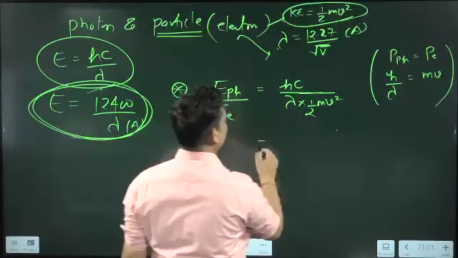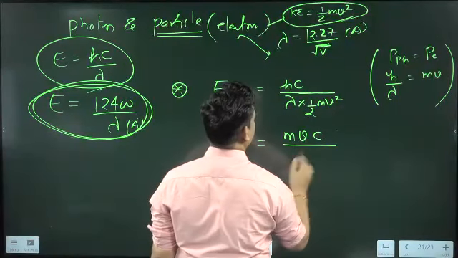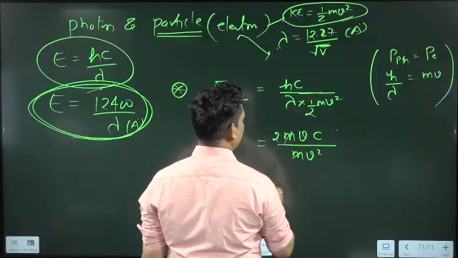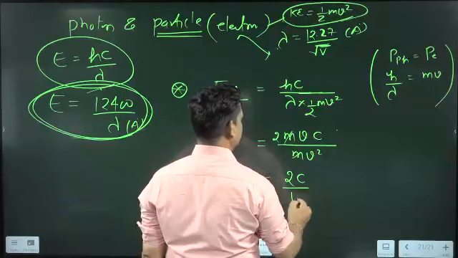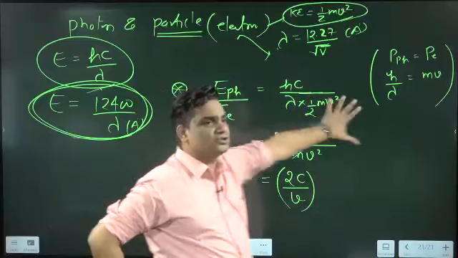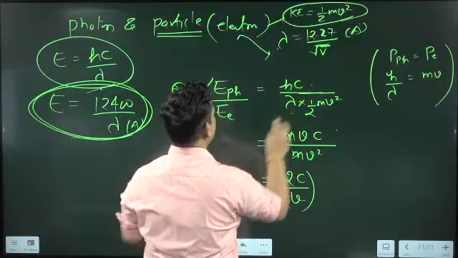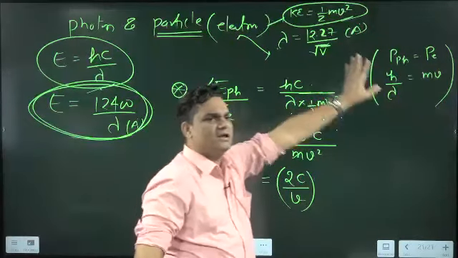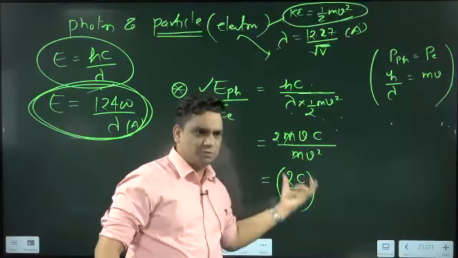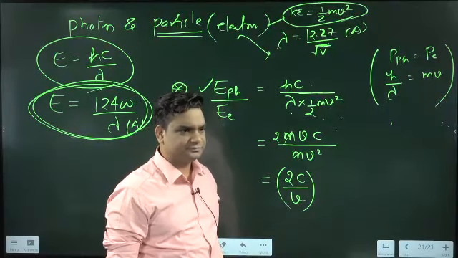Means if I put in this one h by lambda is m into v, so we can write m into v into c, divided by 2 going upside, and then m into v square, m cancelled. So what is the answer here? 2c by v, okay, 2c by v. Ultimately, this is your choice how we are going to solve these things. Always write energy of photon as hc by lambda, energy of electron as half mv square, and if they are giving momentum same, then we can write like this, okay? We got 2c by v. Generally this is the most common question here, 2c by v. Clear?